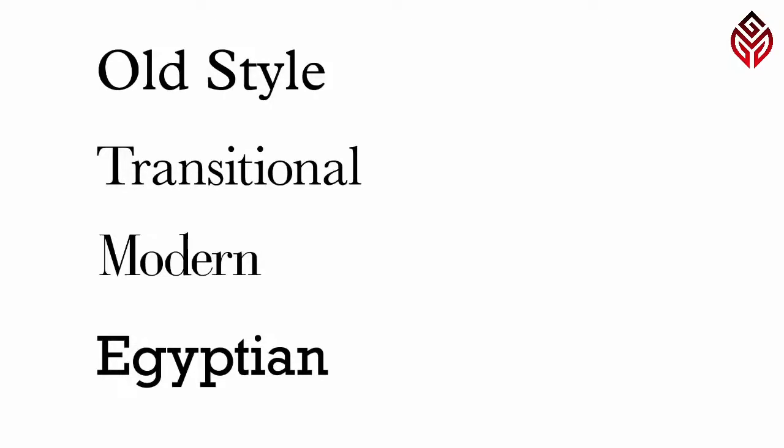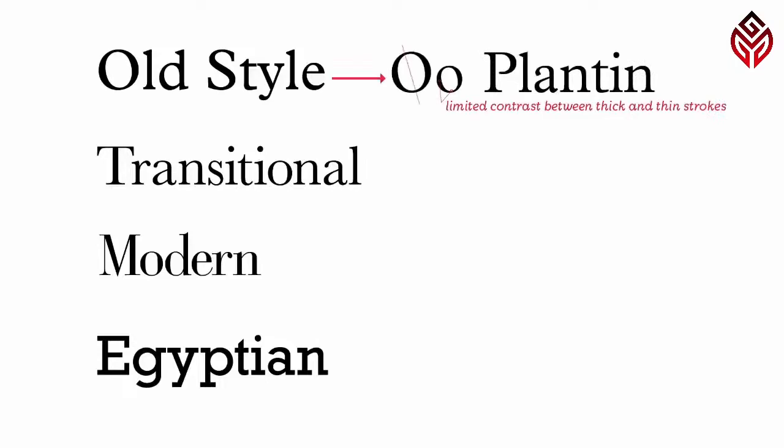Let's start with old style. Old style serifs have a limited contrast between the thick and the thin strokes. They appear quite heavy and quite chunky. So if you look at the letter forms, the thick strokes are really not that different from the thin strokes. They also have a diagonal stress between the thick areas and where the thinner areas are. A typeface like Plantin that you can see here would be a good example of an old style typeface.